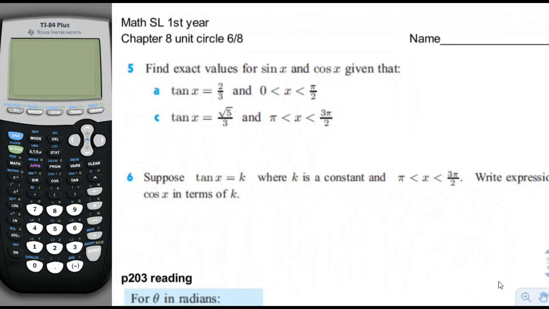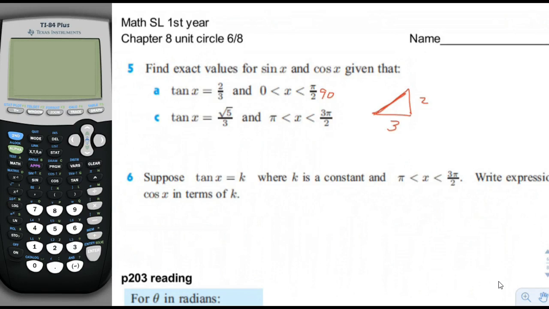Find the exact values for sine of x and cosine of x, given that tangent of x equals 2/3 and the angle x is between 0 and 90 degrees. Let's see. That means we're looking at a triangle where the opposite is 2 and the adjacent is 3. So what would be the sine of this angle? Well, first we need to figure out the length of the hypotenuse.